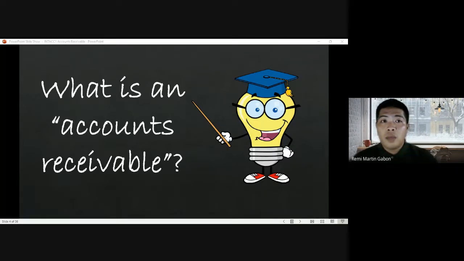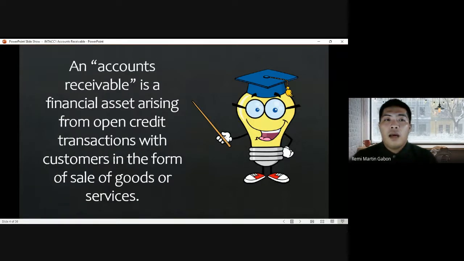Now our answer may be patterned with what we have defined under the overview of receivables, but we must be more specific now with defining an accounts receivable. So for accounts receivable, we define it as still a financial asset, but it is a financial asset arising from open credit transactions with customers. It is either in the form of sale of goods or the rendering of services.